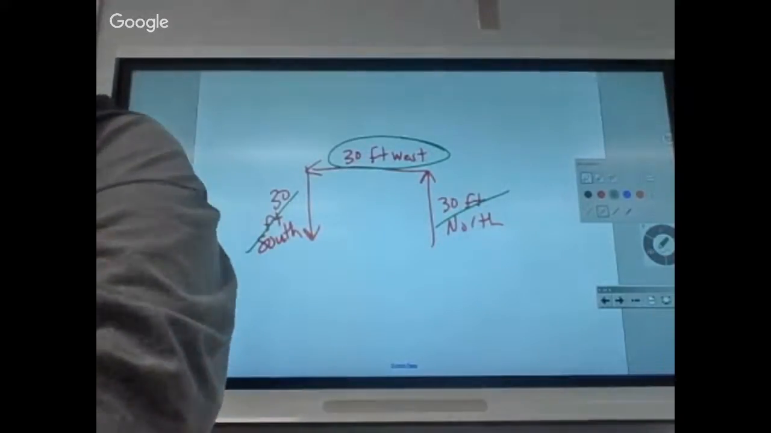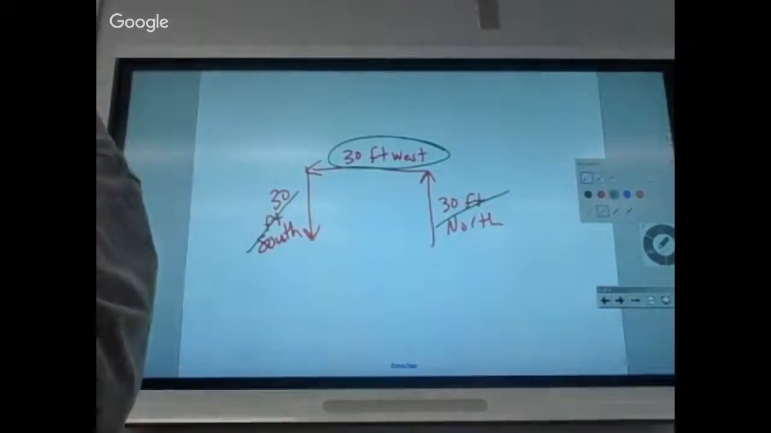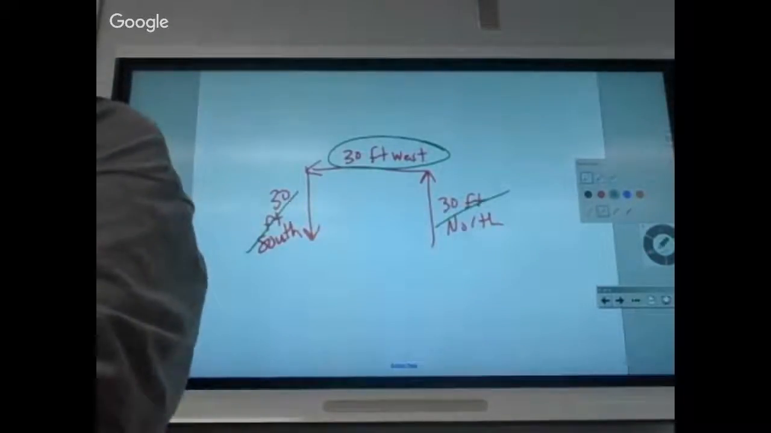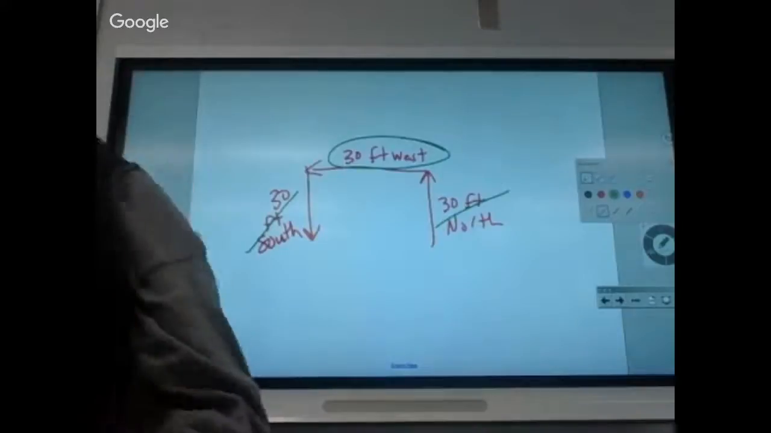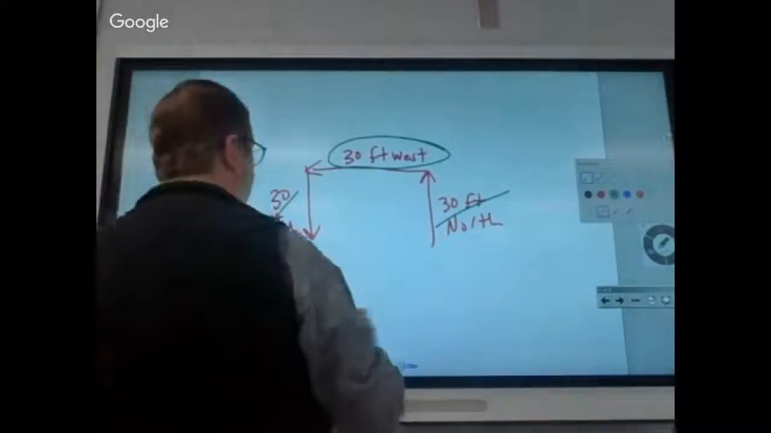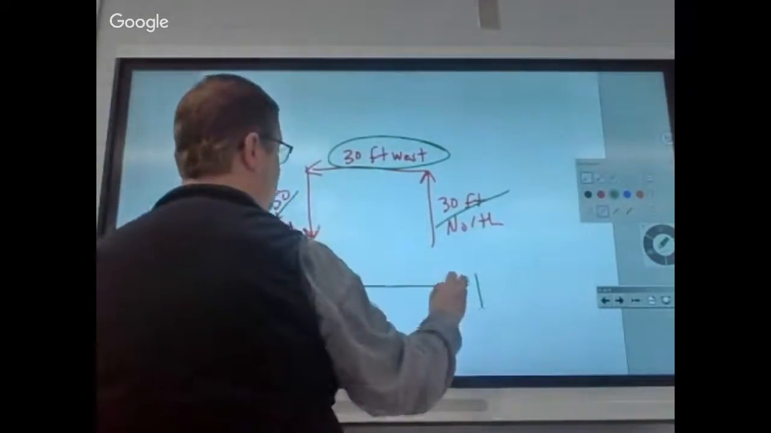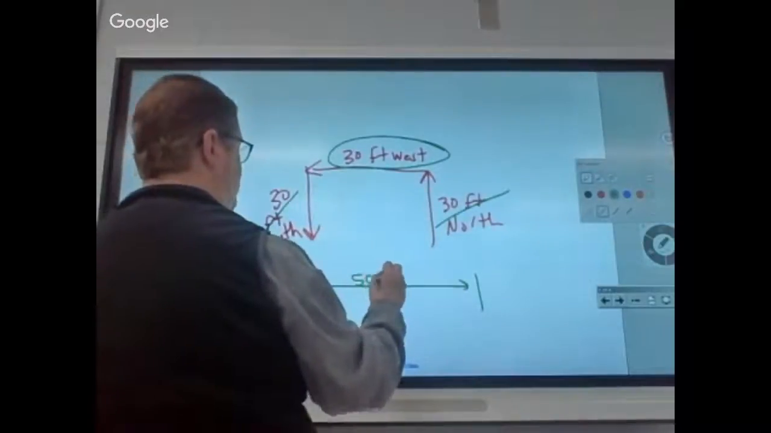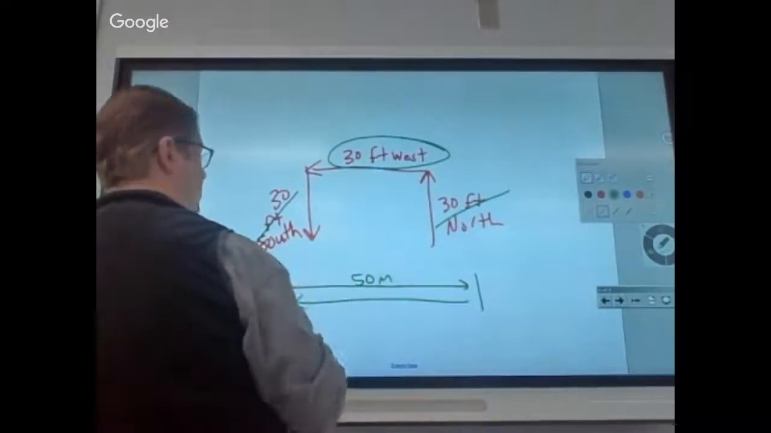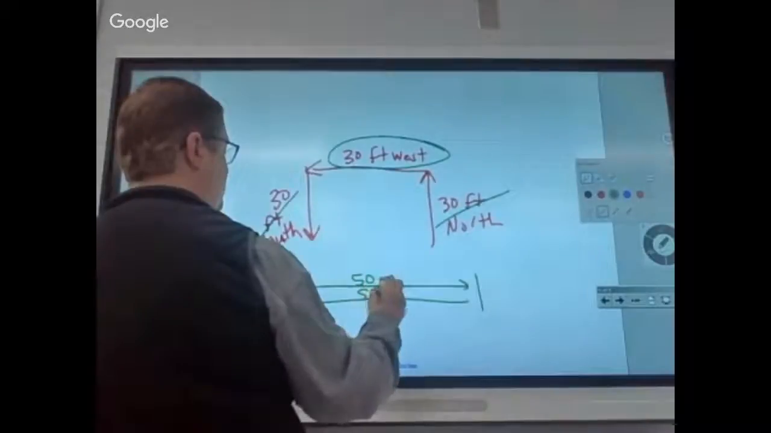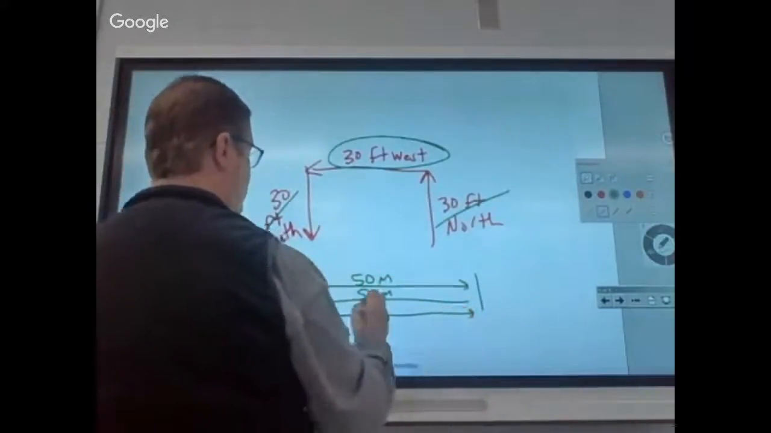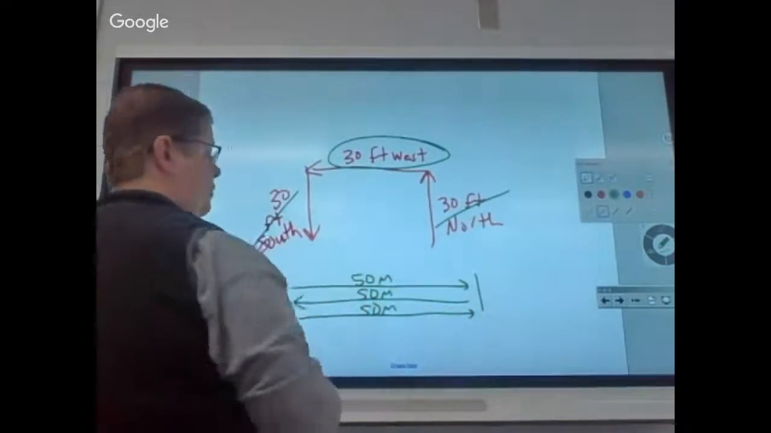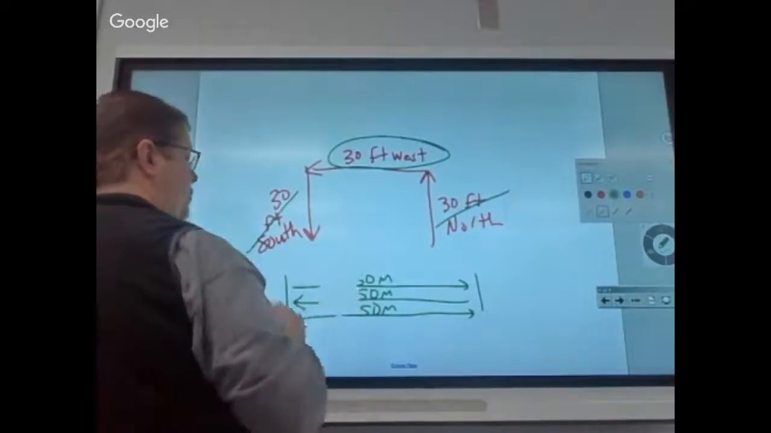So if I swim 3 laps in the pool, all right, what is my displacement? Okay, in a pool, if I go this direction, that's 50 meters. I go back, that's 50 meters. And then I go this way, that's 50 meters, right? So what happens to these 250?